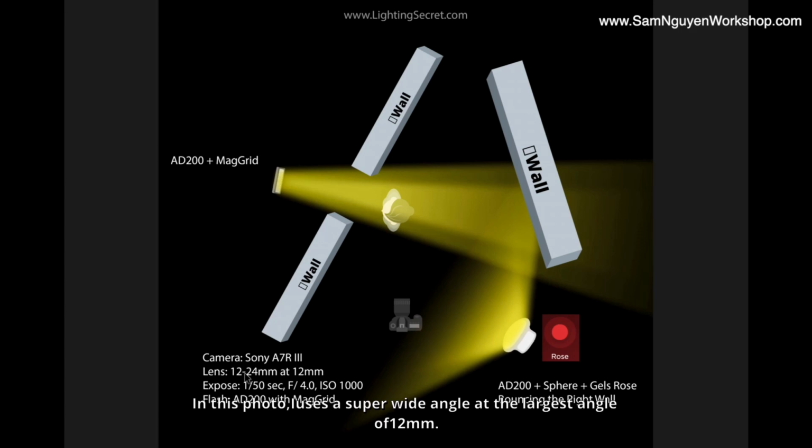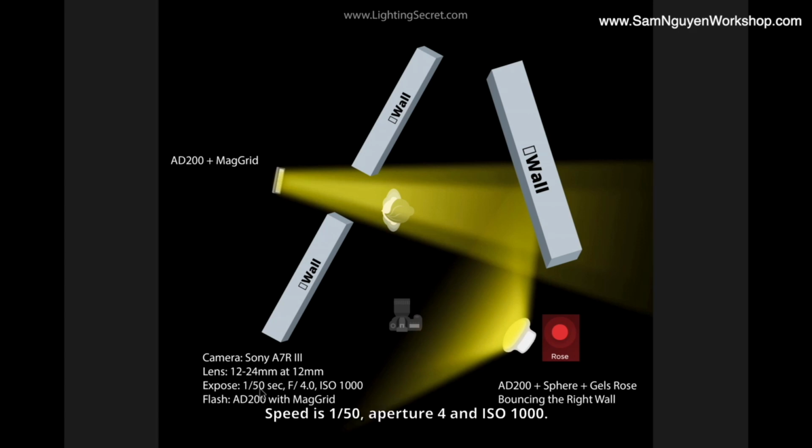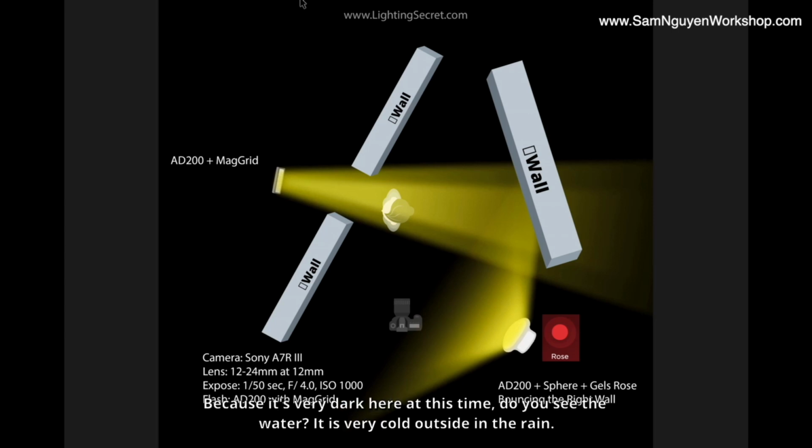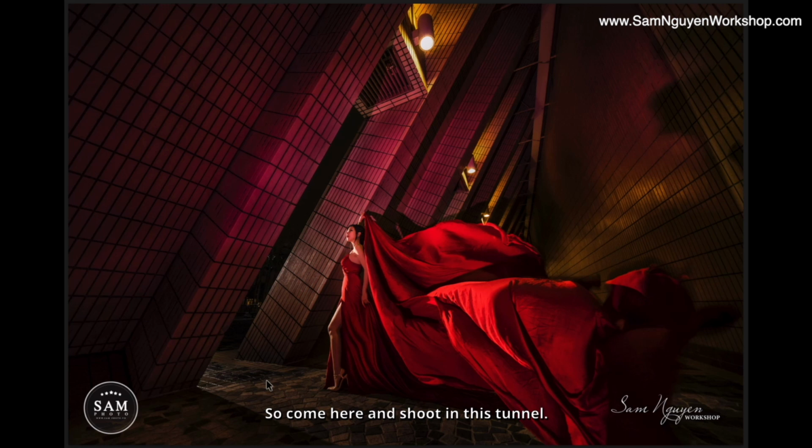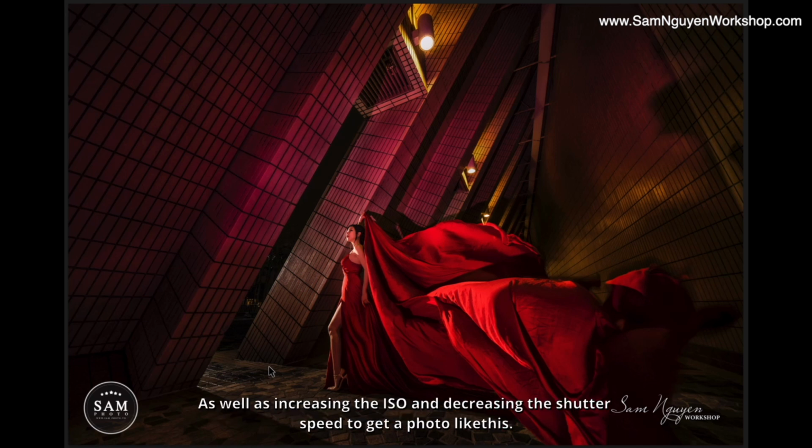In this photo, I use a super wide angle at the largest angle of 12 mm. Speed is 1/50th, aperture 4 and ISO 1000. Because it's very dark here at this time, do you see the water? It is very cold outside in the rain. So I came here and shot in this tunnel. And it was very dark, so I had to open the widest aperture and the widest angle, as well as increasing the ISO and decreasing the shutter speed to get a photo like this.